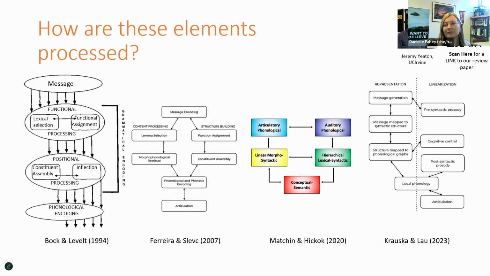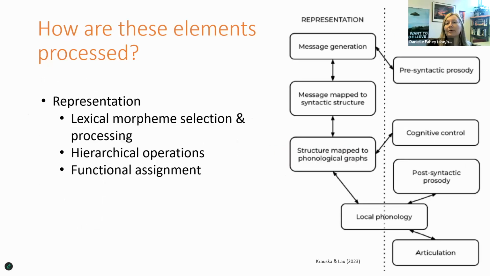So there's a number of theoretical accounts to describe what's kind of going on in the middle there. And across these theoretical accounts, there's a convergence on a central tenet that there's two streams of processing. And so you can see across the different models there in de Buck and Levelt, it's functional versus positional processing. The Fubera and Slovek, it's content versus structural processing. Match and Hickok, hierarchical versus linear processing. Kraska and Lau, representation versus linearization. So what is happening on one side versus the other of the processing of these elements?